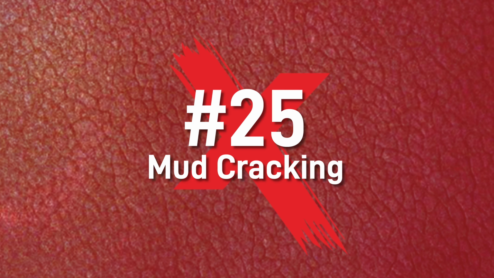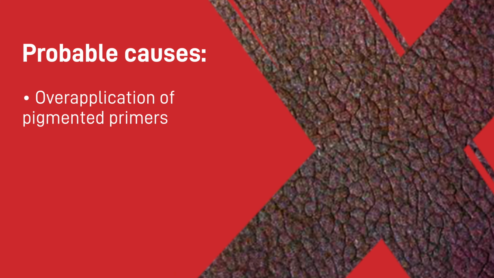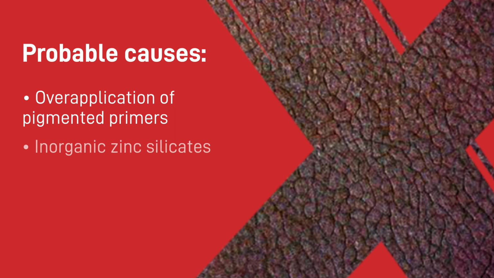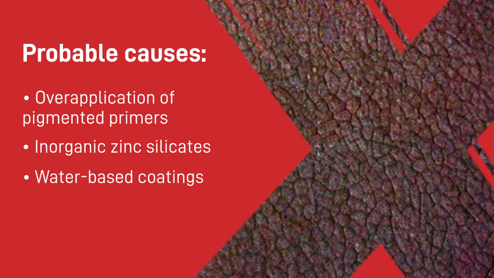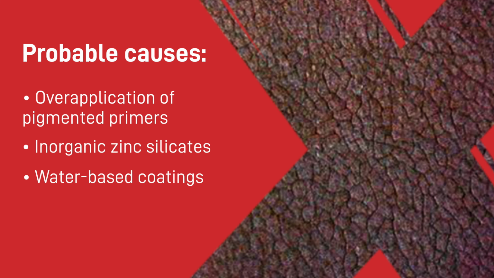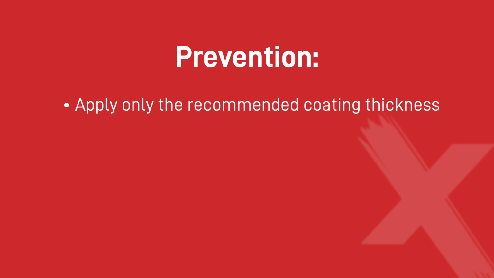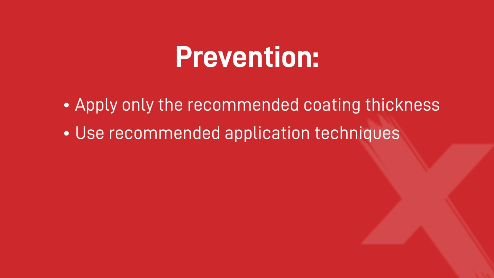Defect 25 is mud cracking. Generally an over-application of heavily pigmented primers such as inorganic zinc silicates or water-based coatings, although the issue can occur with other thick material systems. A prevention of this is to rigidly stick to recommended coating thickness from technical data sheets and only use recommended application techniques. For example, if a product is spray only, don't use a roller to apply.